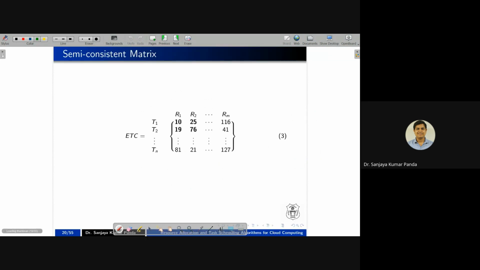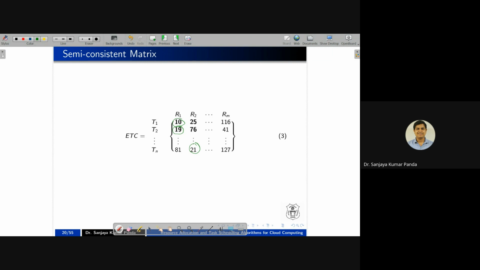So there is another type of matrix that is called a semi-consistent matrix. Semi-consistent means, for example, here you can see for T1 the first best machine is R1, and for T2 the first best machine is R1, but for Tn the first best machine is R2, right? So it is not called a consistent matrix. Consistent matrix means, as I told you, if R1 is better for T1 and R1 is better for T2, then R1 is also better for Tn, right? But in this case, R2 is better for Tn. So it is not a consistent matrix. Obviously, if a matrix is not consistent, that is an inconsistent matrix, right?